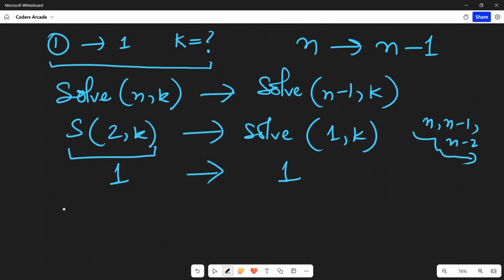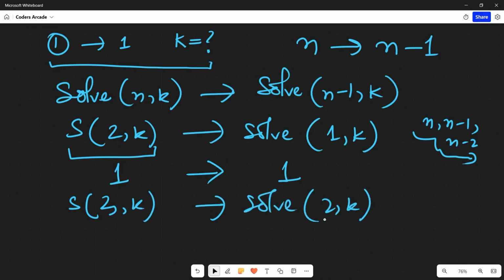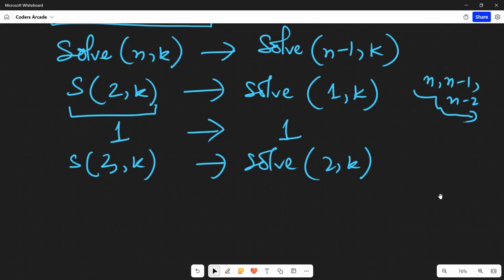So let's try for the other numbers. Say if I say solve of 3 comma k, is it somewhere related to solve of 2 comma k? If this is true, then obviously we can find a very good relation here. Okay, so let's do this. So 3 comma k, I saw that the answer was 3, but 2 comma k, the answer is 1. So these two are not at all related, right? What I can do is I can add k here.